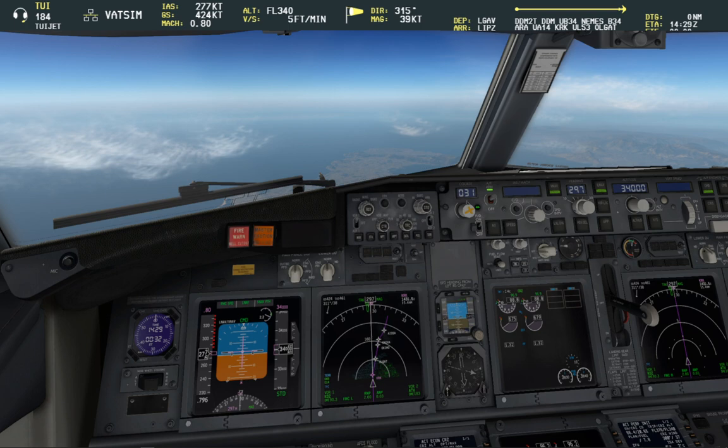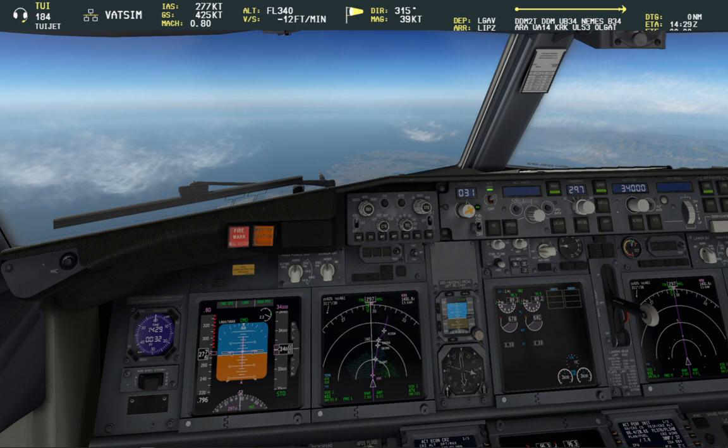Twizet 5522, for your descent planning, expect Parma One Tango and Arnav approach, runway 34. So for descent, expect arrival on Parma One Tango and runway Arnav 34, Twizet 5522. Correct.